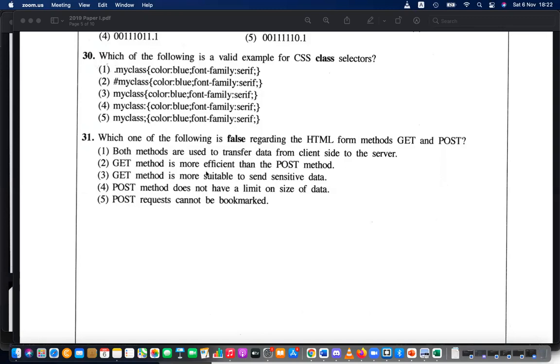GET method is more efficient than POST method. Yes, GET is faster because it is sending data immediately. GET is also used for small amounts of data, sending data in the URL, which will be faster. GET method is more suitable for sensitive data. No, it's wrong. They're asking for the false statement, so 3 is the false one, because GET is sending data in the URL.